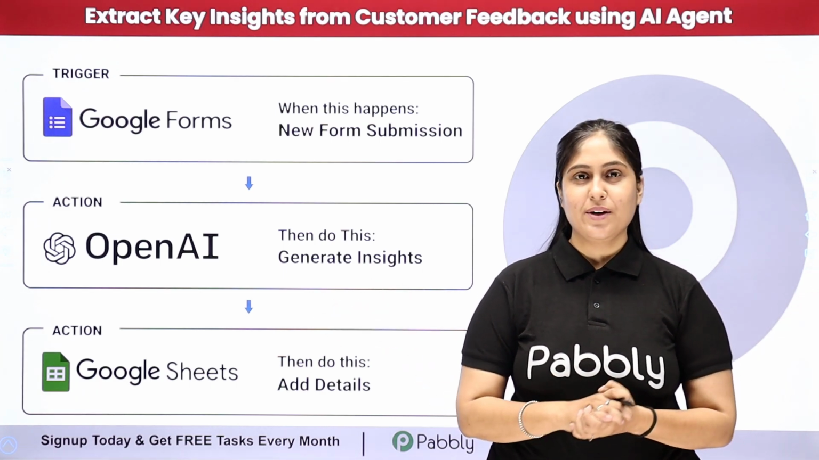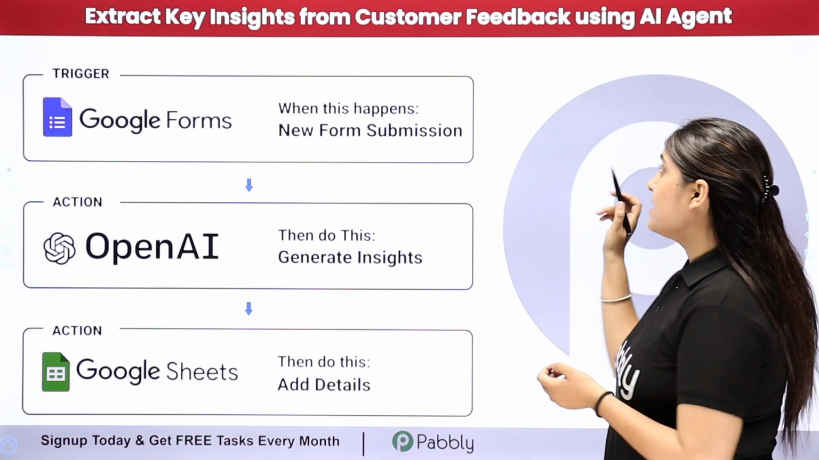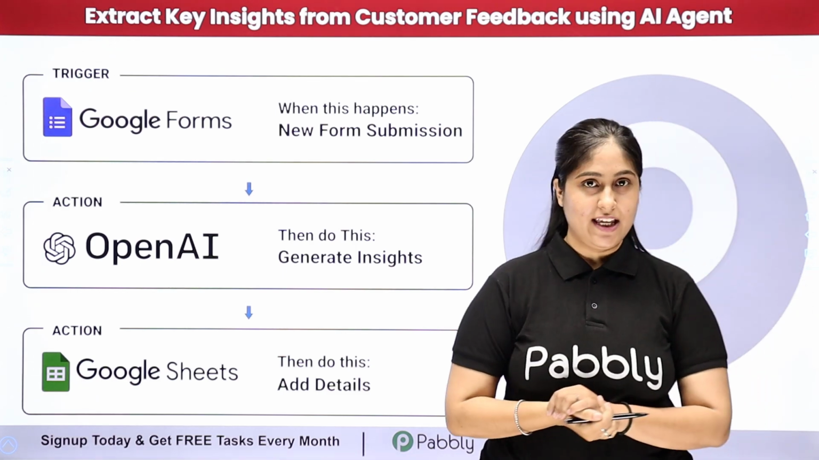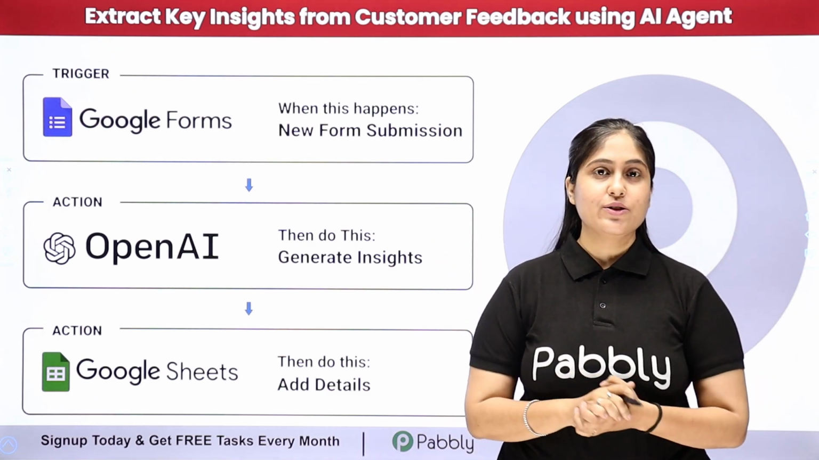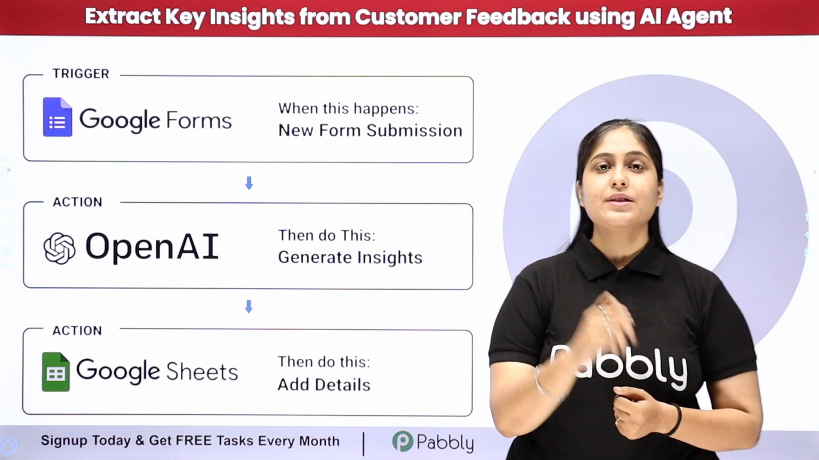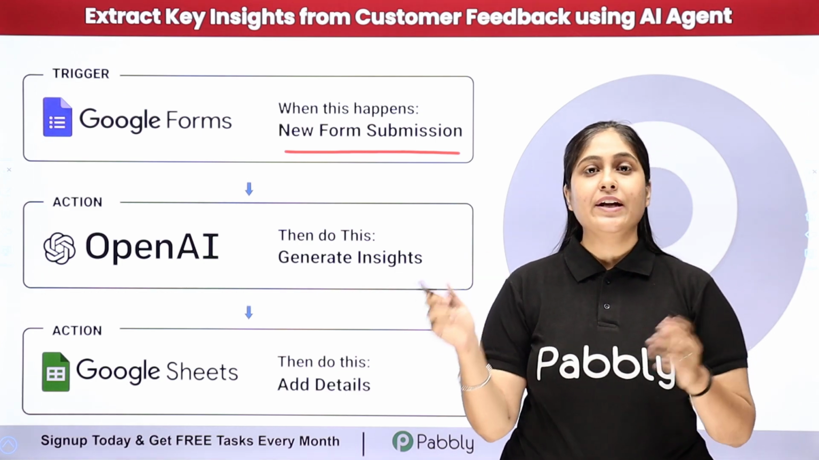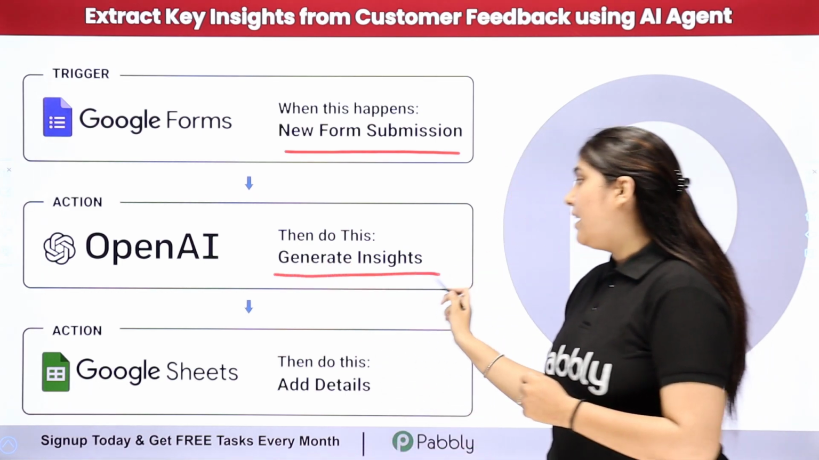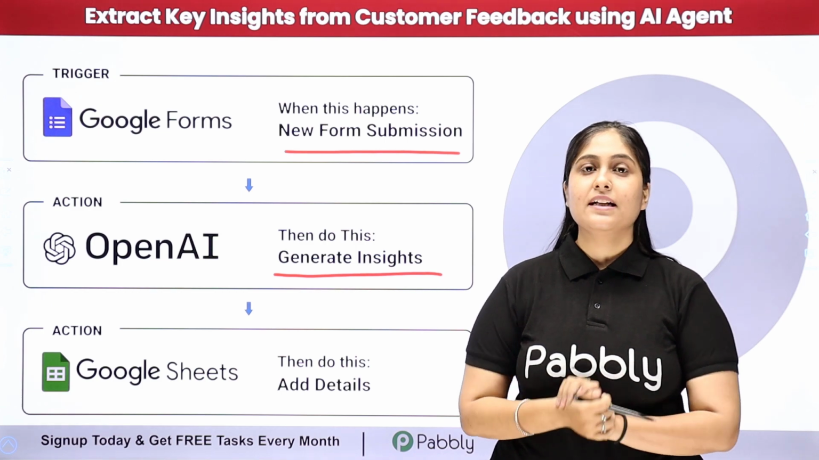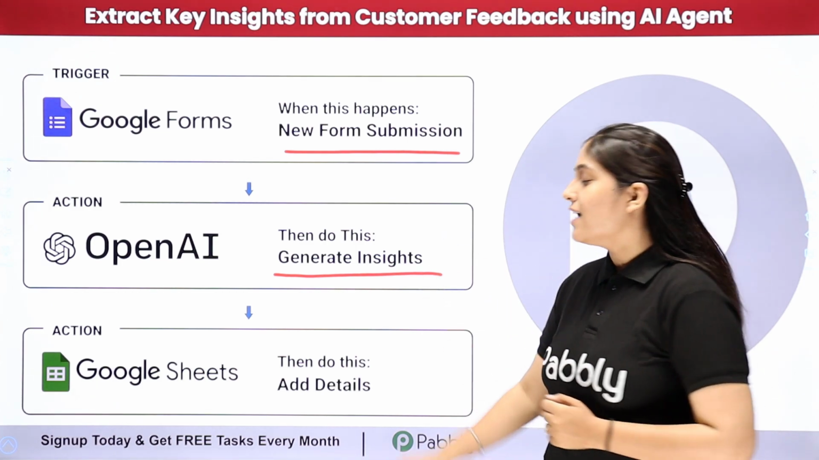In this video, we are going to understand how to extract key insights from customer feedback using an AI agent. As a customer support agent, my objective is that whenever I receive new feedback through Google Forms, OpenAI should automatically generate the key insights from it. After generating the insights, they should automatically be updated in my Google Sheets as a new row.